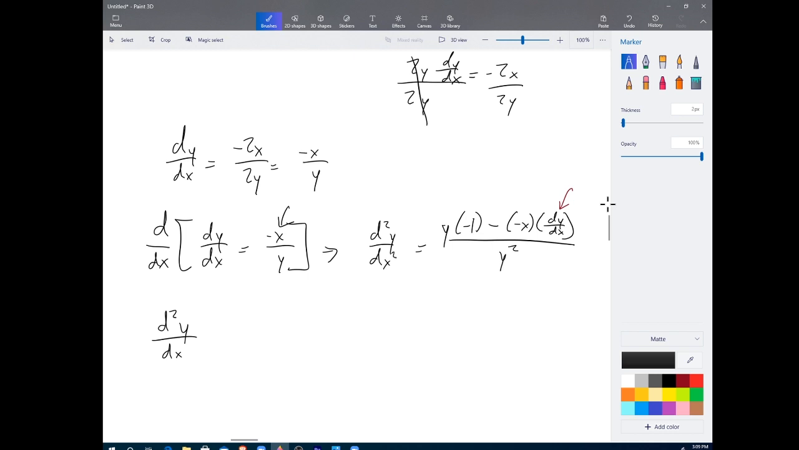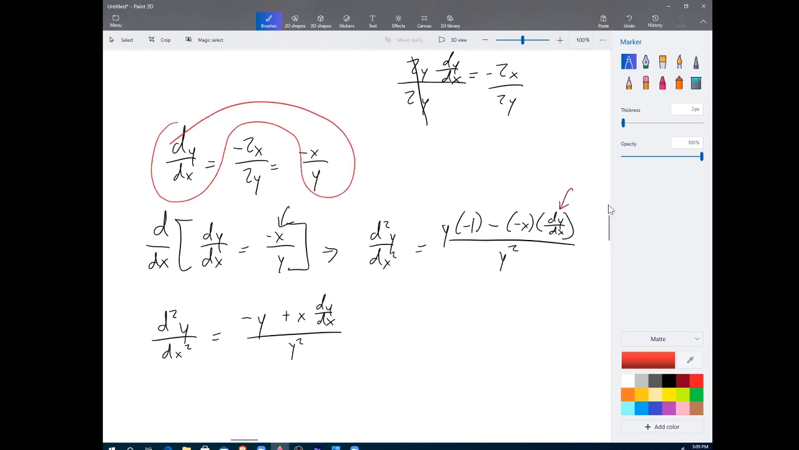And this is the part that if you didn't get it when you did it on your own, that's okay. Let's do this part together. Let's see, it's going to be plus x dy dx all over y squared. And if I come back up here, my dy dx was equal to that negative x over y. I'm going to substitute that in.